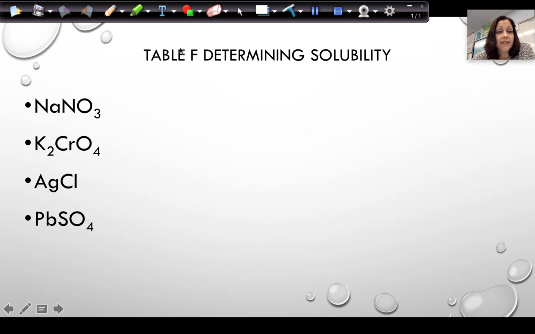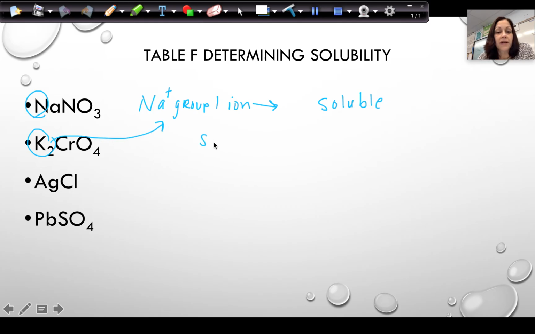For example, if we want to use Table F to determine the solubility of NaNO3, Na+ is a group 1 ion, and group 1 ions are soluble with no exceptions. So this particular compound is soluble. Same thing for KNO3. Na and K are both group 1 ions, so this will be soluble as well.